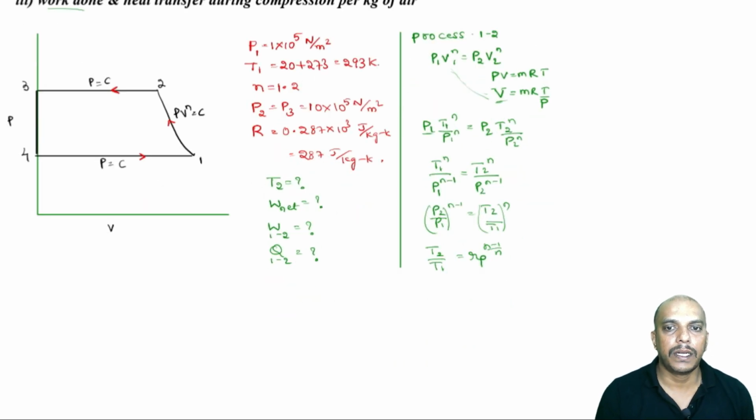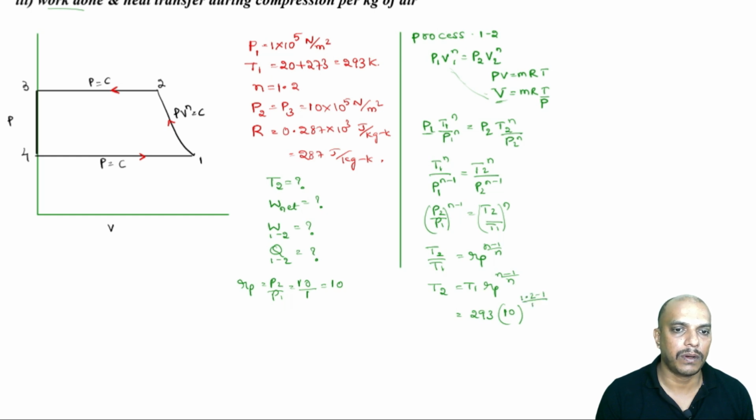Now we can write T2, because we know this pressure ratio. We can find out pressure ratio separately. Rp is equal to P2 by P1. Now P2 is 10 bar and P1 is 1 bar, so even if you multiply by 10 power 5 it will be cancelled out, so Rp is 10. So T2 is equal to T1 Rp power n minus 1 by n. Now T1 is known to us, 293, and Rp is 10 power n minus 1 divided by n, where n value is given as 1.2.